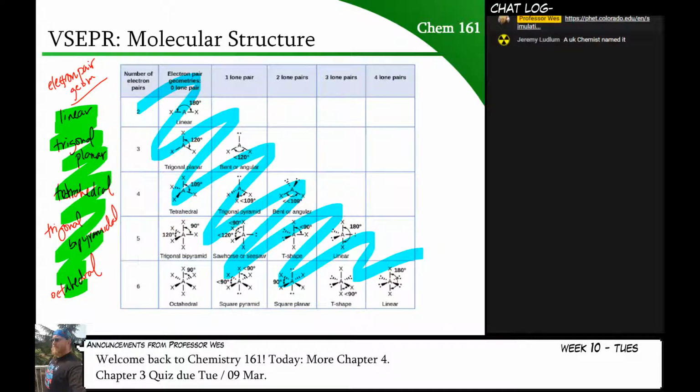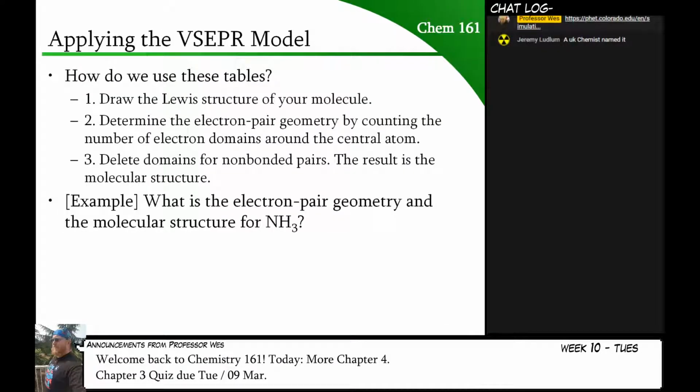So let's do some examples and see if we can figure out some geometry. What I want you to do, draw the Lewis structure for ammonia. Tell me what the electron pair geometry is and its molecular structure, or molecular shape or geometry. Choose one from each category. So you should have a VSEPR geometry, electron pair geometry, and a molecular geometry. I'll give you a minute to draw out the structure, and then assign it a geometry. We'll go over the answer in a second.